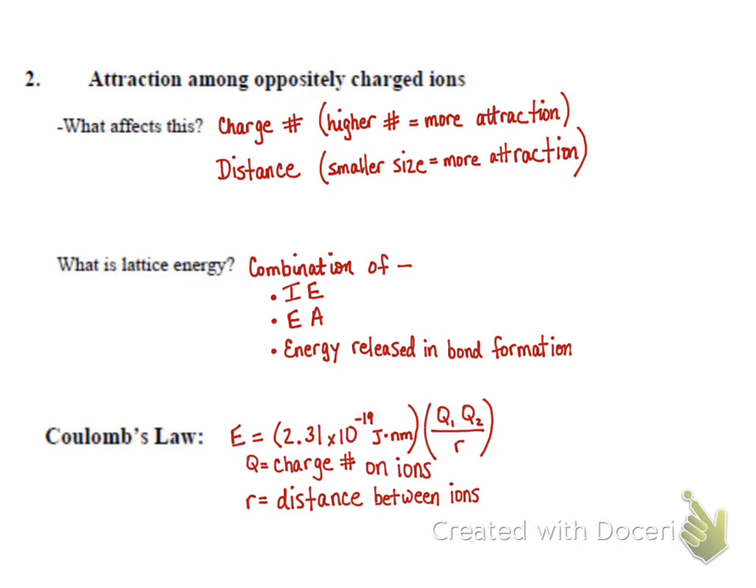This can be summarized in something called Coulomb's law, which says that energy is equal to a constant times Q1 times Q2 divided by R, where Q is the charge on the ions, and again it's the absolute value of the charges, so the higher they are, the stronger the energy is, and then the distance between them is R. So if the atoms are smaller, the distance is going to be smaller, and because it's divided by R, energy is going to be higher.